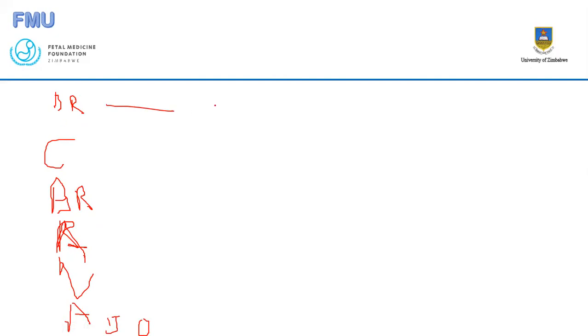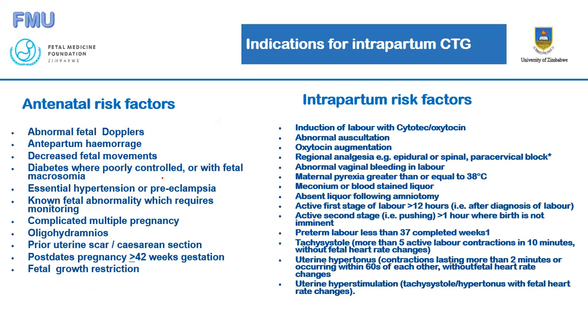So the DR: you should determine the risk, the risk of the patient. What are the possible risks that we know? These are the antenatal risks that may make us want to do a CTG, such as abnormal fetal Dopplers and antepartum hemorrhage. These are intrapartum risks. I'm not going to go through them because of time, but you can check them on our YouTube channel, and also in the protocol, which will come out soon. These are the risks of the pregnancy, which should be documented, the risk factors that have made us put the woman on CTG.